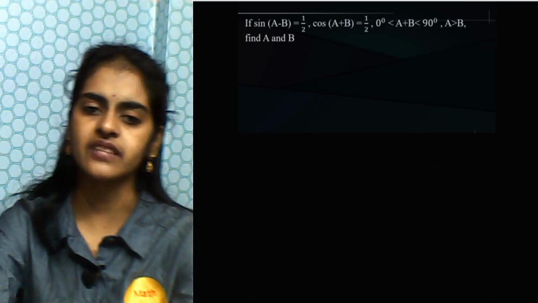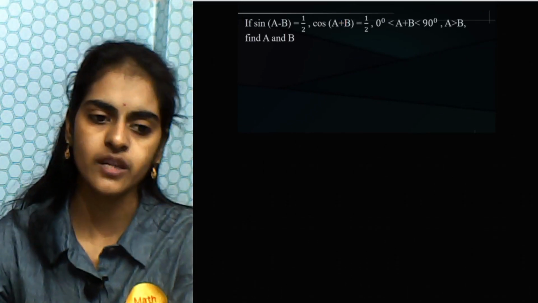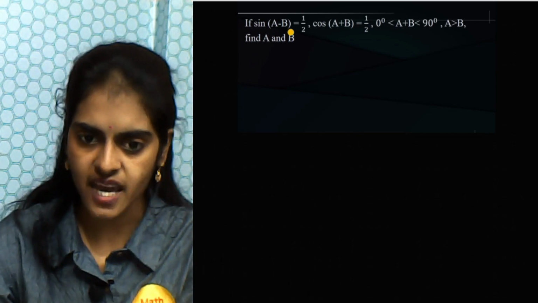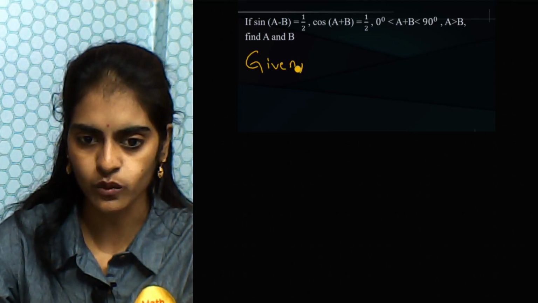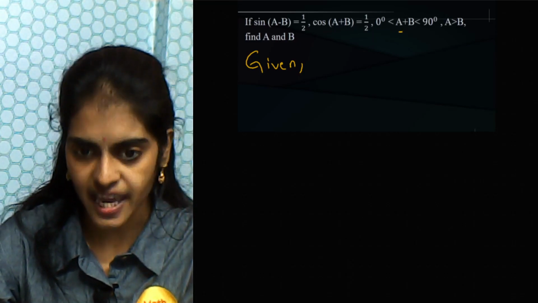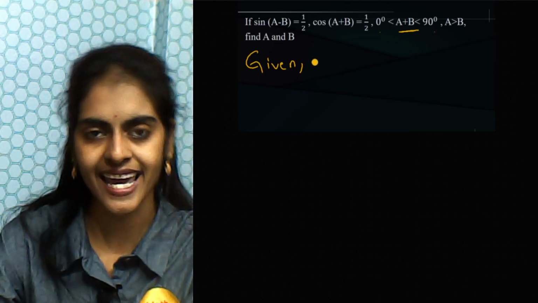Since we have learned all the values, now let us solve a problem. Let me tell you the model questions which will be asked. If sin(a minus b) is 1 by 2, and cos(a plus b) is 1 by 2, and a plus b is between 0 and 90, you have to find the a and b values.